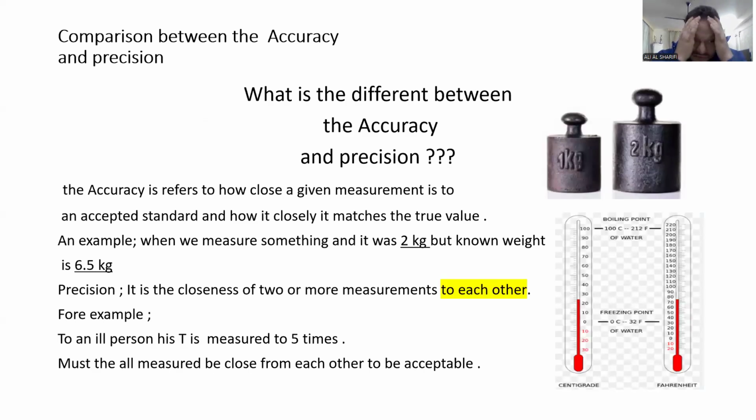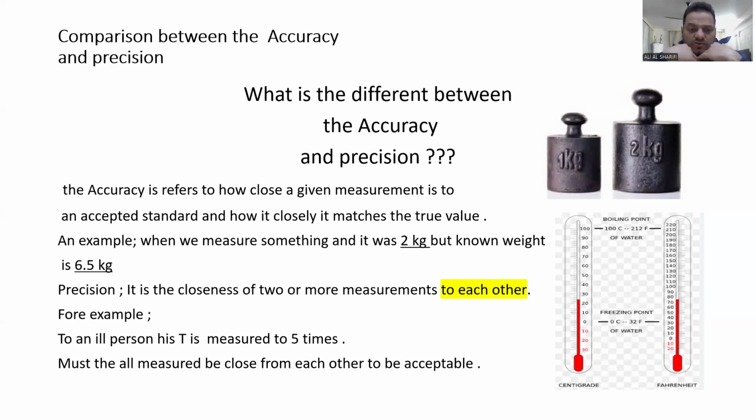Here, let's talk about the difference between them. Like I said before, accuracy refers to how close a given measurement is to an accepted standard and how closely it matches the true value. And the most important thing, it's a one-fact result. For example, when I measure something and it was 2 kilograms, but the known weight is 6.5. In your opinion, is it acceptable or not? Surely not.